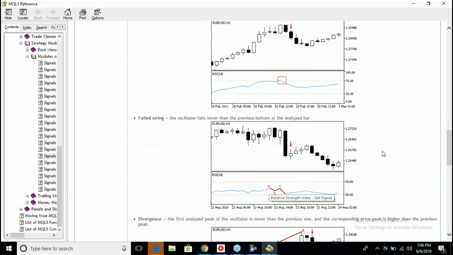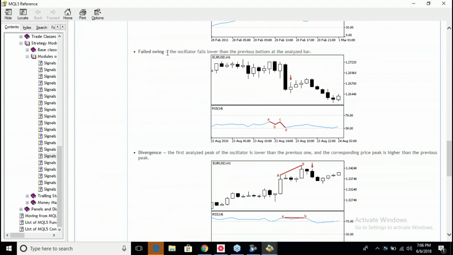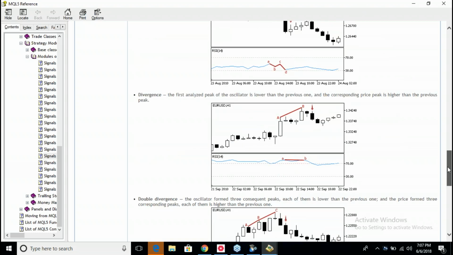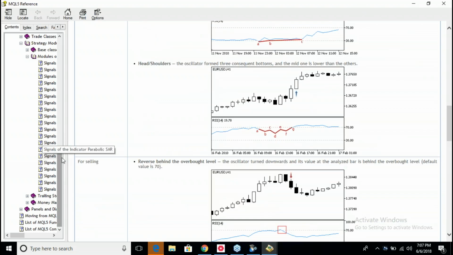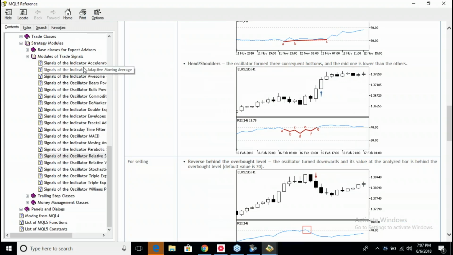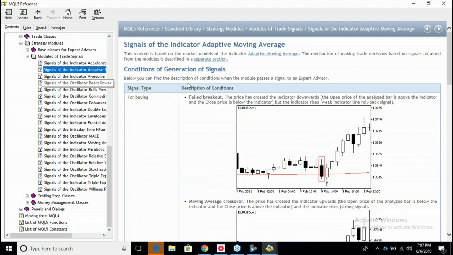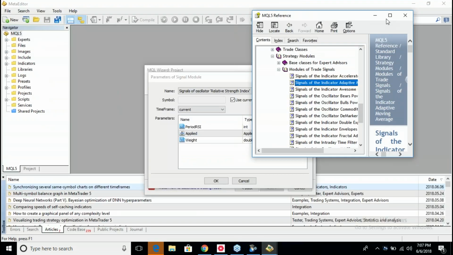So look, if you see here, there are even failing swings and all of it. It's amazing what you can do with these predefined ones. And this documentation is readily available for you to spend your time. If you see here, all of these are on the left-hand side. You can go through all of them and work one by one and figure out the different combinations.